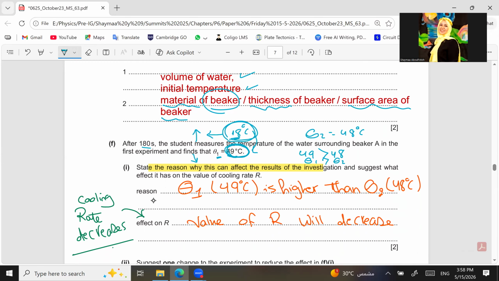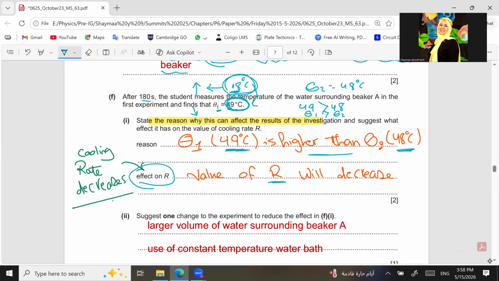So the reason is that theta 1 now is 49 degrees Celsius, which is higher than theta 2, which is 48 degrees Celsius. What's the effect on the cooling rate? The value of R will decrease. R, which is the cooling rate.